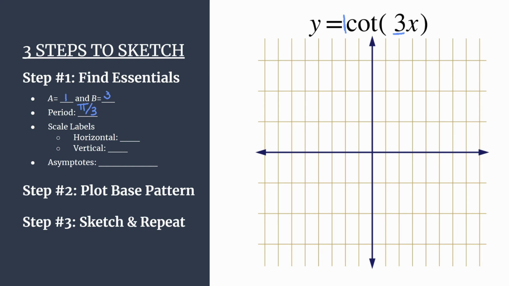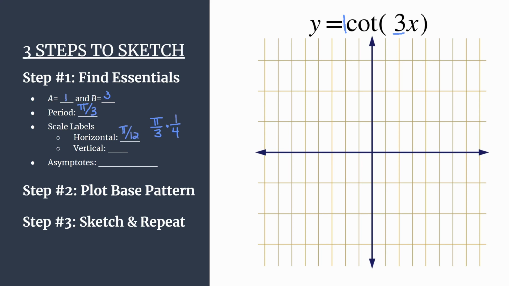So for the horizontal scale label, take your period and divide it by 4. Basically, you're taking a cycle and dividing it into 4 equal pieces. So writing that out, we see pi over 3 divided by 4 might be easier to think about as times 1/4. That's the same thing. And we'll label those horizontal tick marks counting by pi over 12.